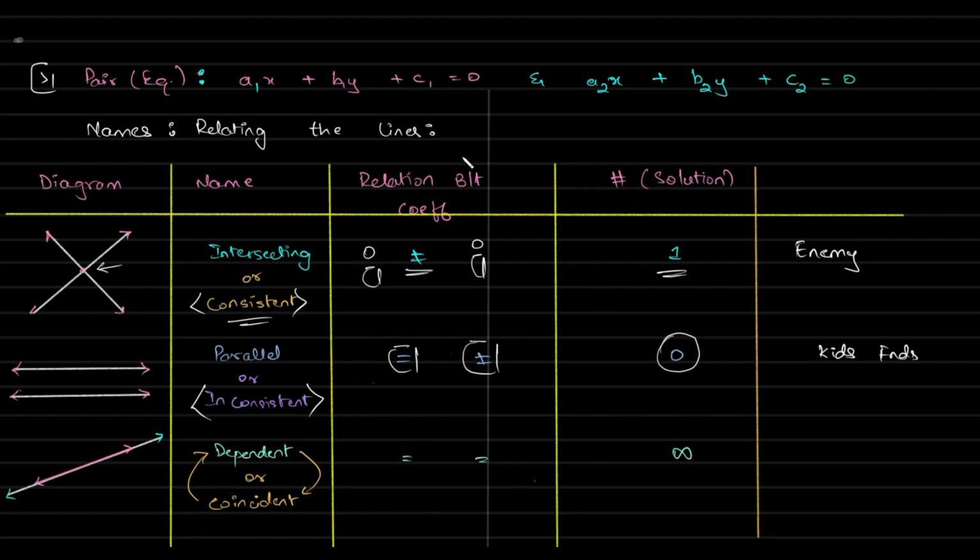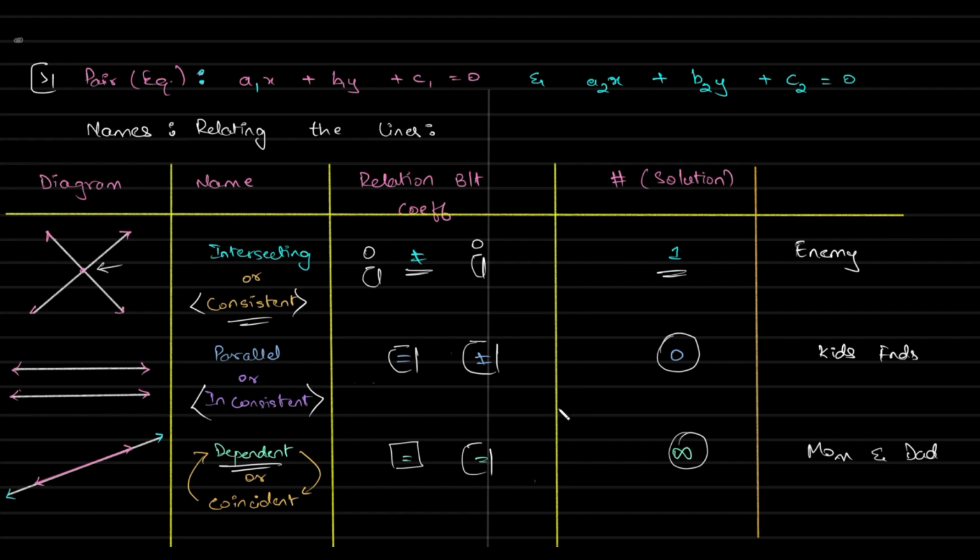Then we have the third one. These are like your mom and dad, or a married couple. They discuss and they agree most of the times. So there are infinite number of solutions to whatever the problem is. So they are dependent on each other. Okay, makes sense. So this is the way to remember stuff, and you should remember. Don't miss any one of this.